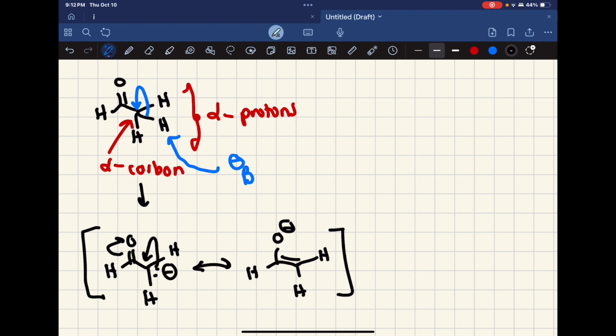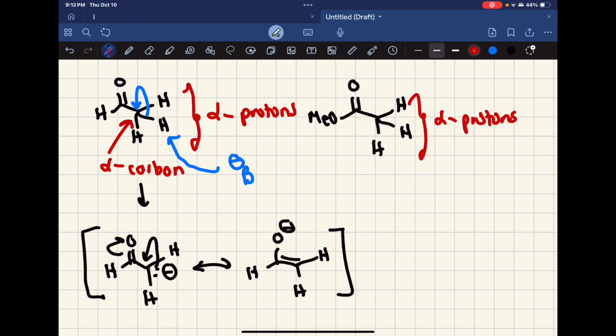So what happens when we have something like an ester? Something that may look like this. Well, here we have an alpha carbon, just like with the aldehydes and ketones, and with that alpha carbon, we have 3 alpha protons. My point in showing you this is that we would expect esters to react similarly to how aldehydes and ketones do in an aldol reaction.